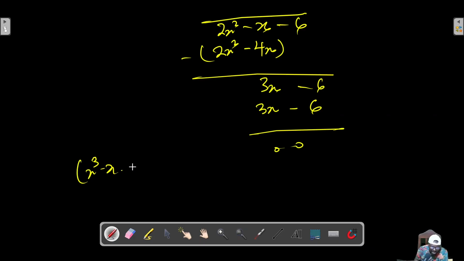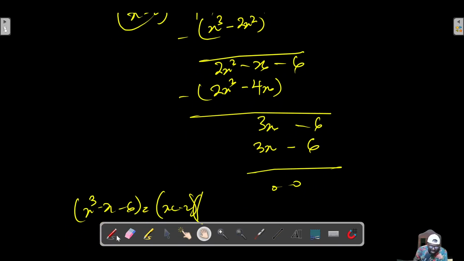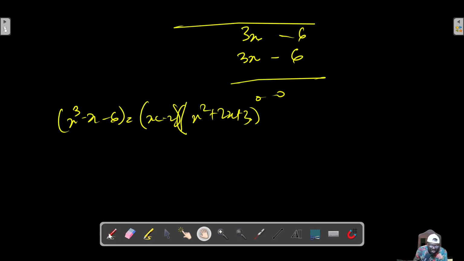So meaning the factors of x cubed minus x minus 6 are x minus 2 and x squared plus 2x plus 3. Good. So you can now substitute in those terms there.